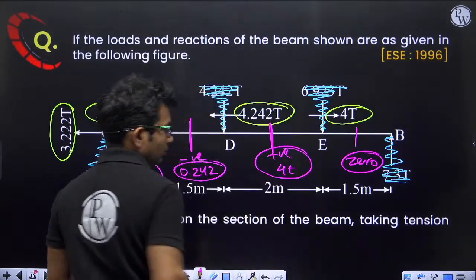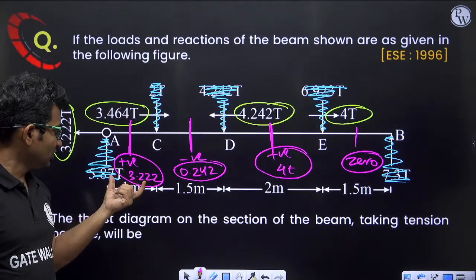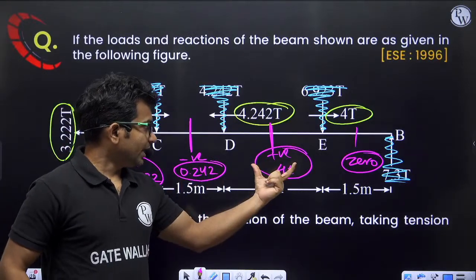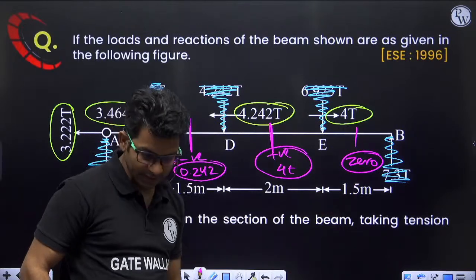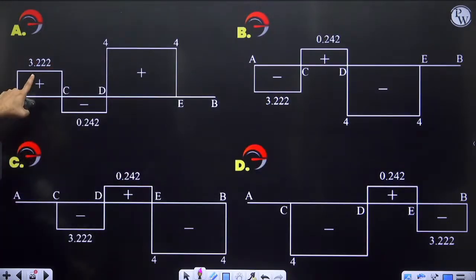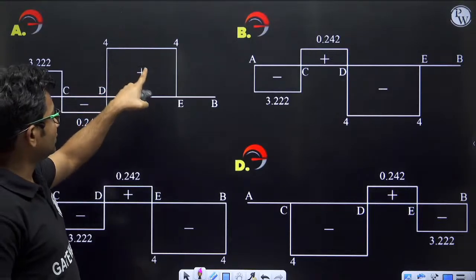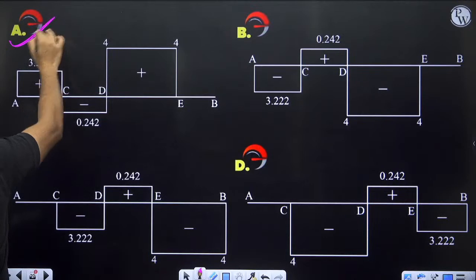Okay, so here in AC part positive 3.222, in CD part negative 0.242, in DE part positive 4 ton, and in EB part 0. Clear? So let us see. 3.222 positive, 0.242 negative, 4 positive, and here in this part 0. Okay, so this is the correct answer. Option A is the correct answer.